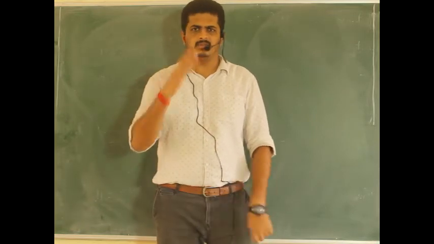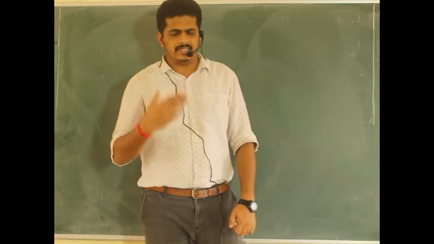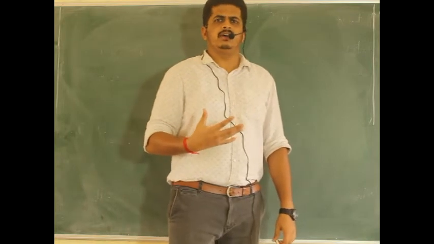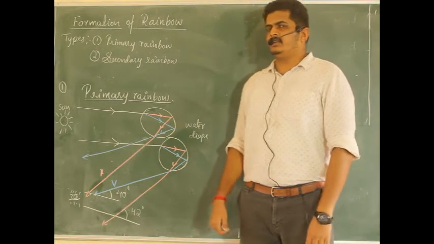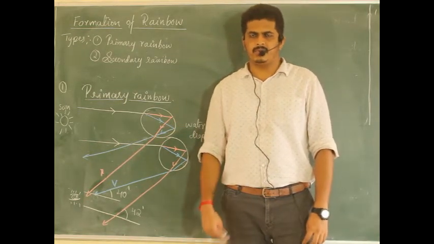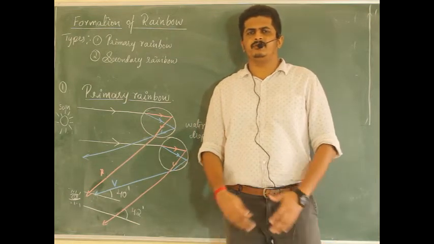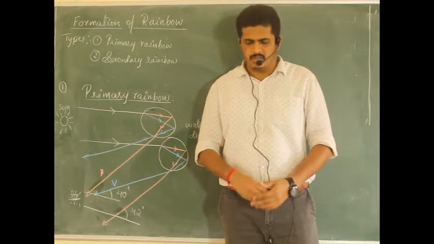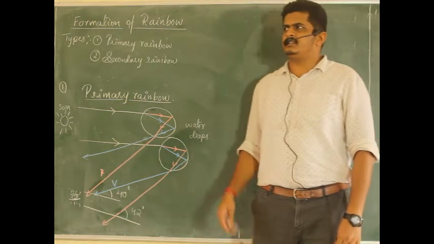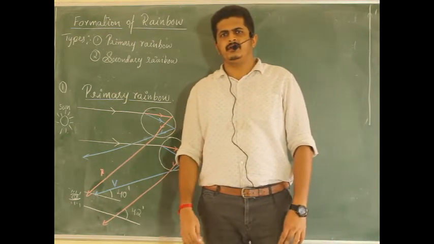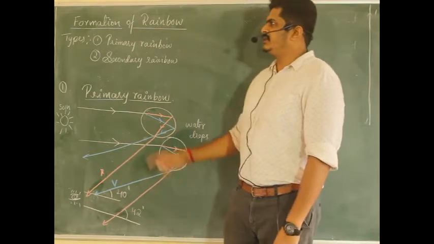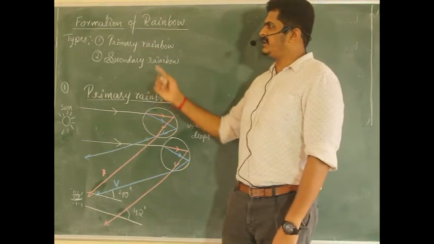Today we will discuss how to draw the ray diagrams to understand the formation of a rainbow. So let us discuss the formation of a rainbow. We already know that a rainbow is formed because of the dispersion of light, and that it is an impure spectrum. Of course, we usually see rainbows during the rainy season, which is quite natural. But there are two types of rainbows: the primary rainbow and the secondary rainbow.